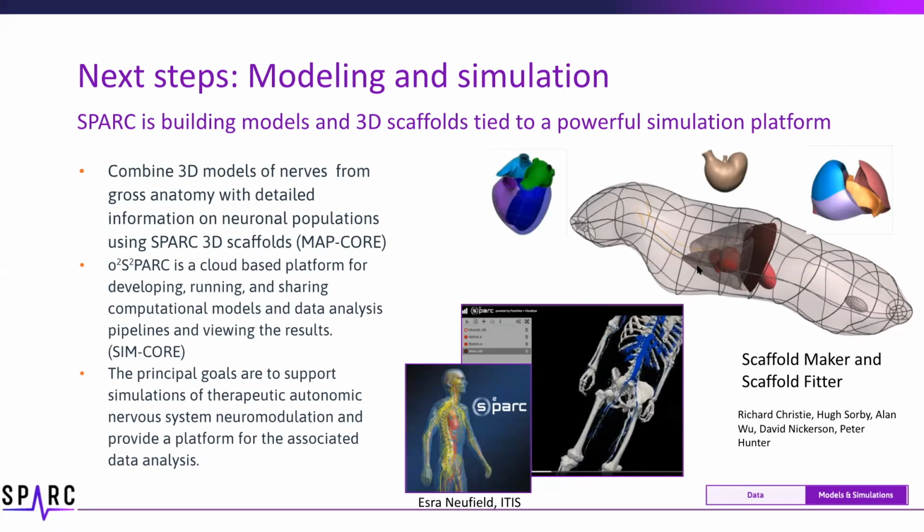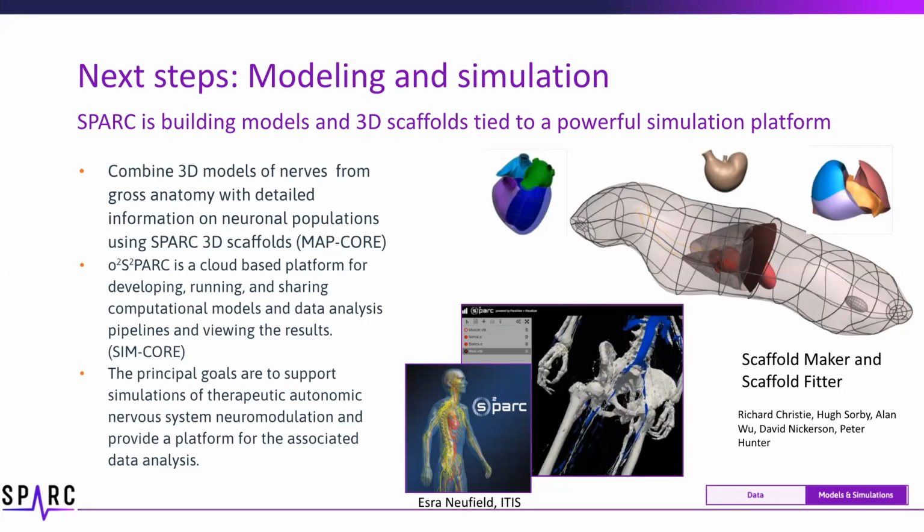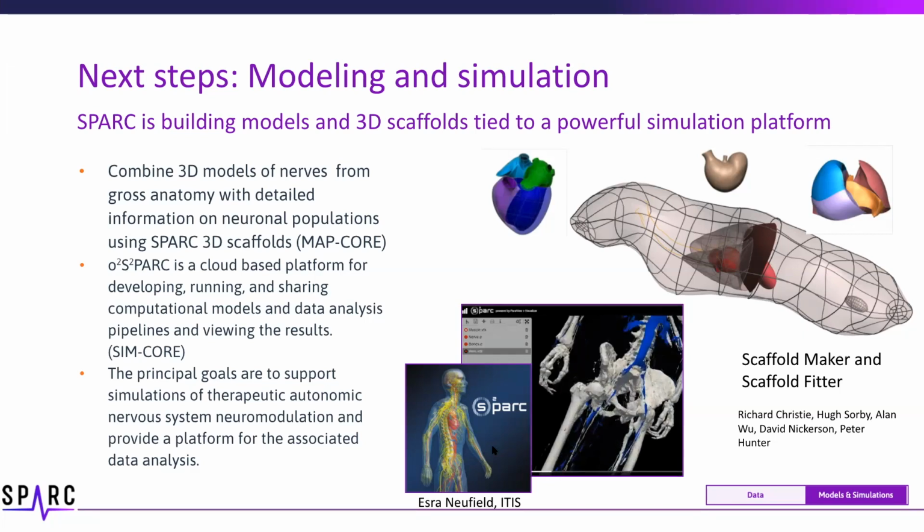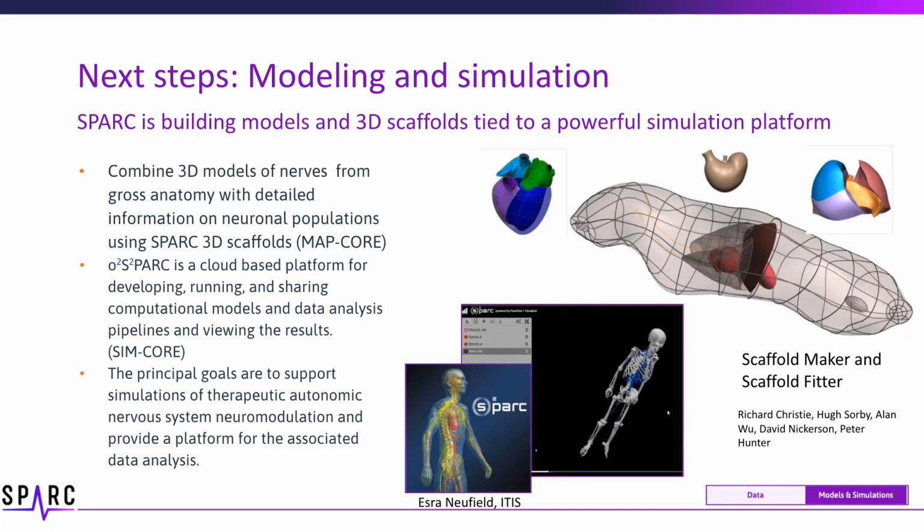And so you would be able to go to the knowledge base and actually populate a three-dimensional model with neuron populations that start to course through the vagus nerve and connect up these organs. I also want to give a shout out to the OSPARC platform that is part of SimCore, and this is being run by Ezra Newfield of IDIS. They also have very powerful 3D models.